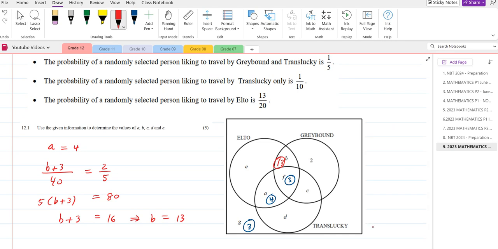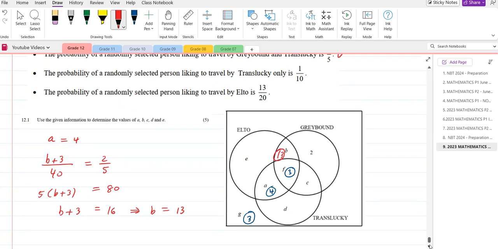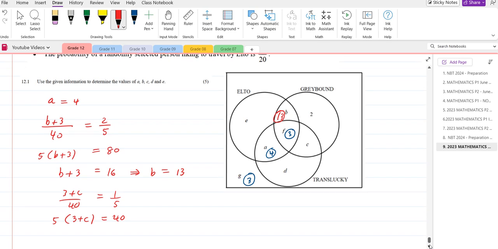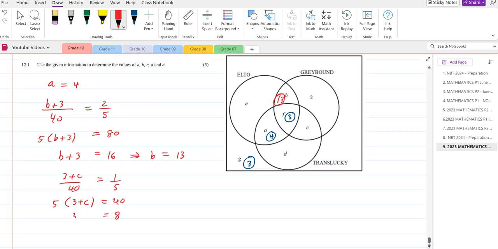Greybound and Translucky is what? It is 1/5. So basically we need to say 3 plus C out of 40 is equal to 1/5. So cross multiply again. So 5 into 3 plus C is equal to 40. 40 divided by 5 is 8. So this implies C is now equal to 5. Right, so the value for C is 5.